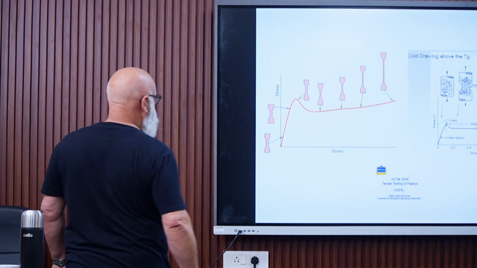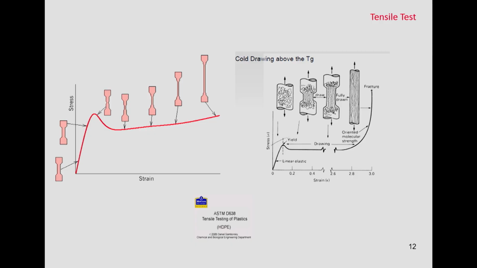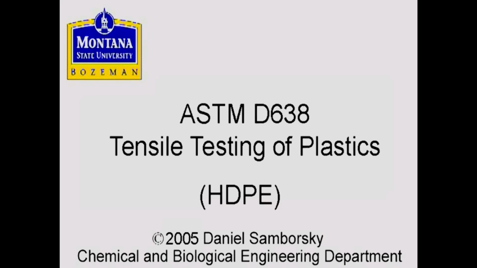Yes, so you can see here a stress-strain curve with this necking that developed from the yield point, and then you can see that the necking, or the thinning of the sample, is propagated along the whole sample, and this is due to some alignment. We will see a short video that shows a tensile test performed on high-density polyethylene.